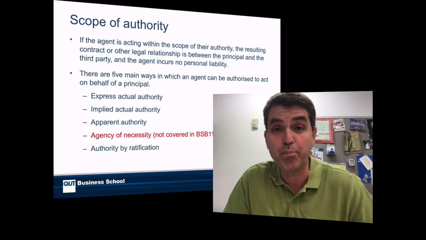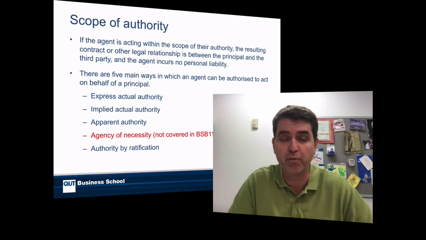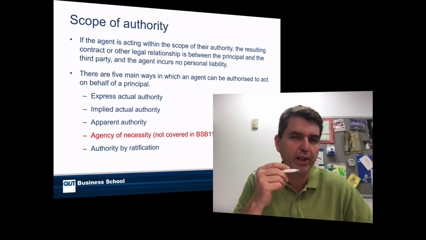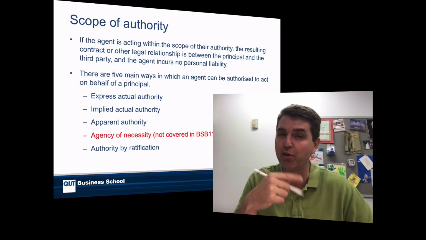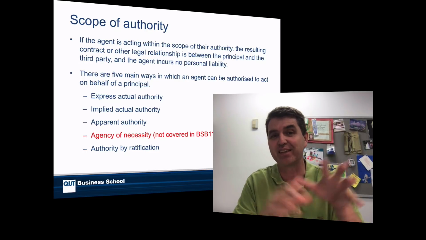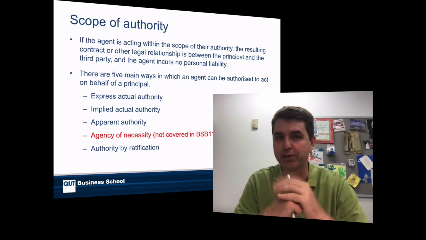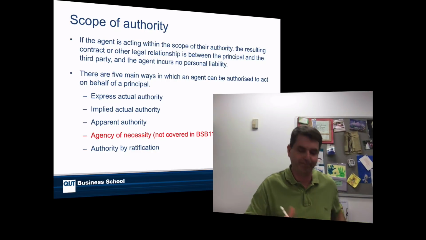So one of the most important elements of agency that we need to understand is the scope of authority. What does that actually mean? It means, what does the agent have the right to do? What areas will they be able to bind the principal? That's the scope of authority. And it may not be as clear-cut as what it first seems. So let's dive into it.